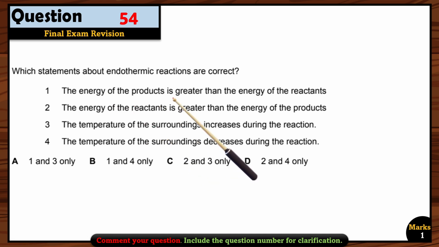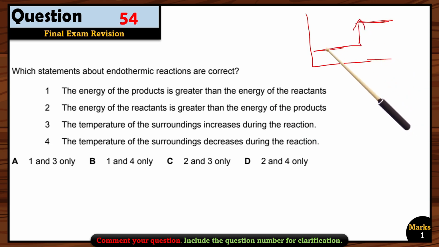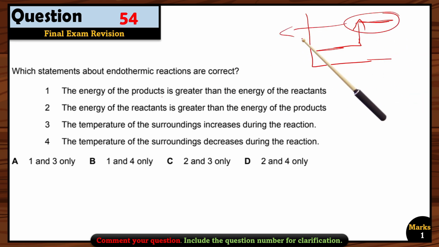The energy of the product is greater than the energy of the reactants. Endothermic reaction. If you see the energy level diagram, reactants are always at the bottom and products are always at the top in endothermic reactions, right? So it means the energy of the product is greater. Yes, it's right. This option is right. The energy of the reactant is greater than the energy of the product. Of course, it is opposite, so it's wrong. The temperature of the surrounding increases during the reaction. That is another thing you have to remember, that in an endothermic reaction, the surrounding temperature always decreases.